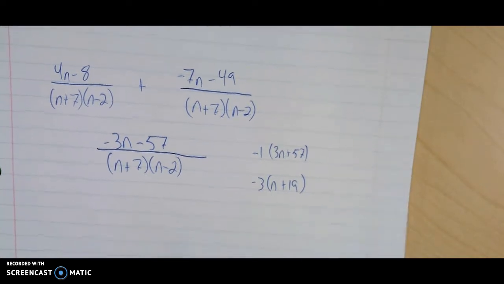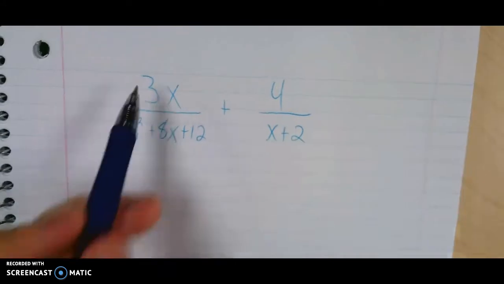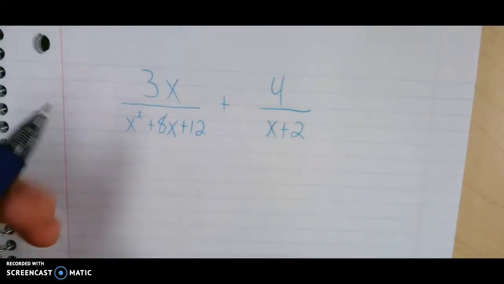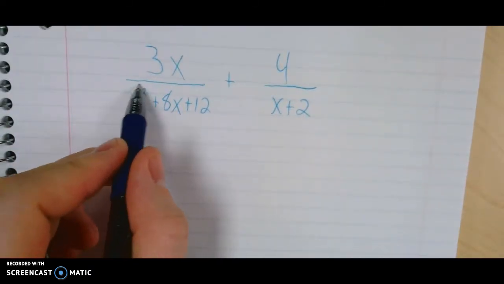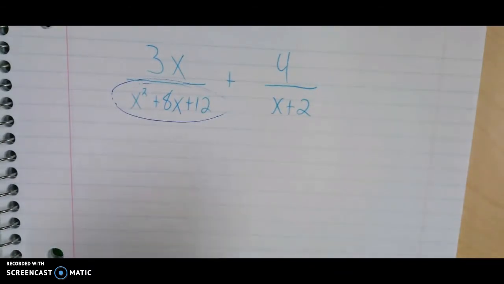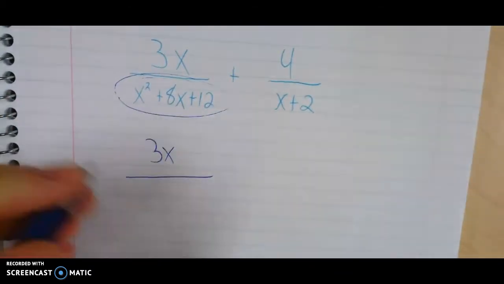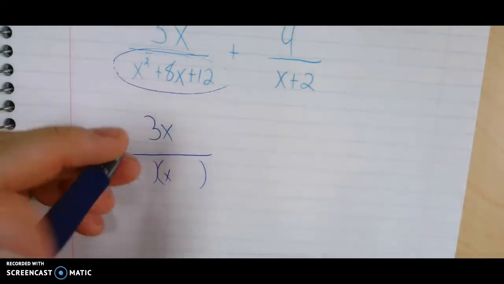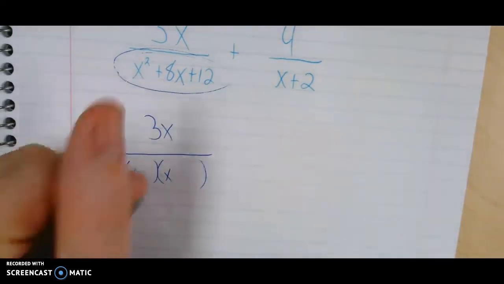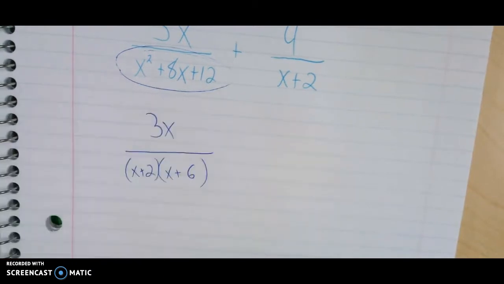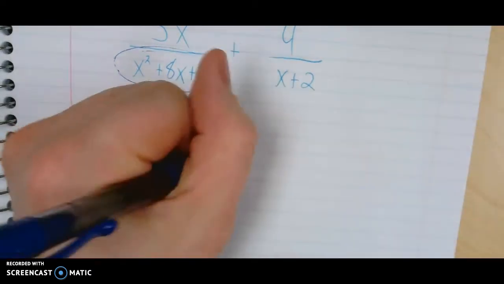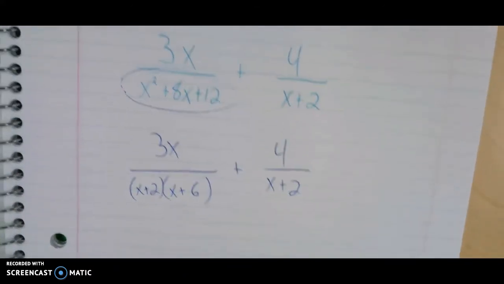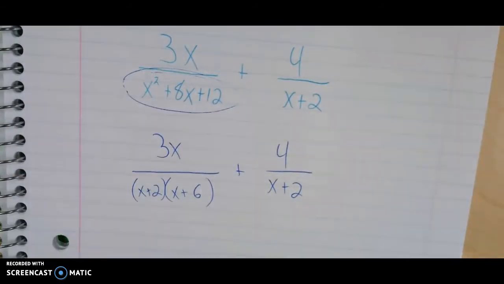All right, one last and final example. Here I've got 3x over the quantity x squared plus 8x plus 12, plus 4 over x plus 2. First thing I'm noticing, this right here is not factored. So let's take care of that. 3x doesn't have to change, but the denominator becomes, let's see, what multiplies to 12 and adds up to 8? 6 and 2, or 2 and 6, however you want to write it. Plus, I don't have to worry about switching any signs, 4 over x plus 2. So the only thing I did to go from step 1 to step 2 is factor the bottom.